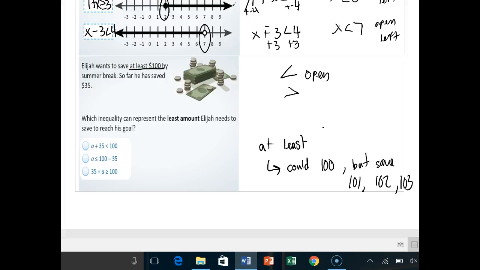So what inequality can represent the least amount Elijah needs to save to reach his goal? So if we want to make sure that it's at least 100, right? It's 35 plus some amount of money that you don't know yet, has to be greater than or equal to 100. Because if I get right at 100, which would be 65 in this case, I've got my goal. But if I save $66, I've still got my goal. I've saved 101, and that's fine. That's not the end of the world if I save more money, right? So that at least there represents this greater than or equal to symbol, right?